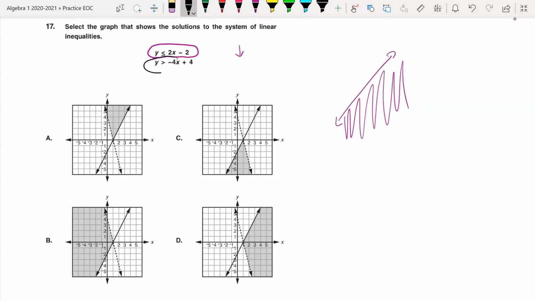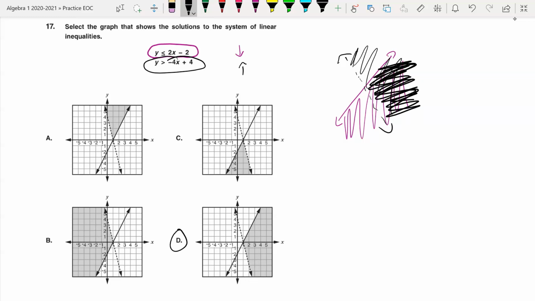So then this one, it says y is greater than. That means I'm going to shade above it. So I'm going to draw my dashed line. I'm going to put my pencil on the line and shade above it, which means I would shade this right side, okay, because that's where they overlap, which means D is the answer to the problem.